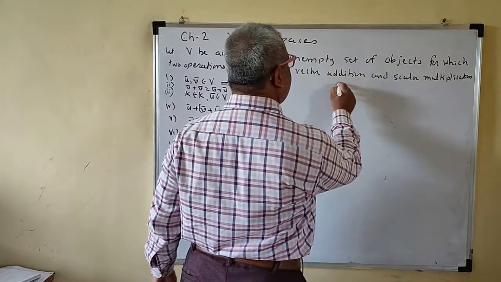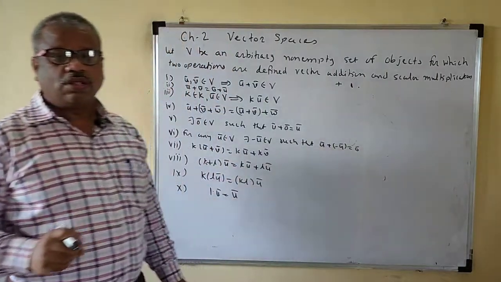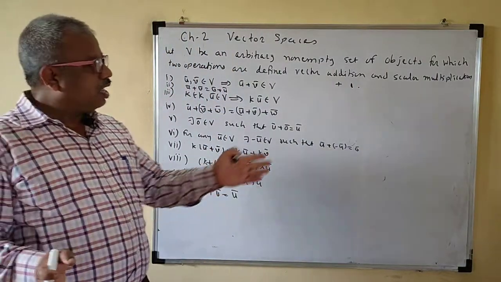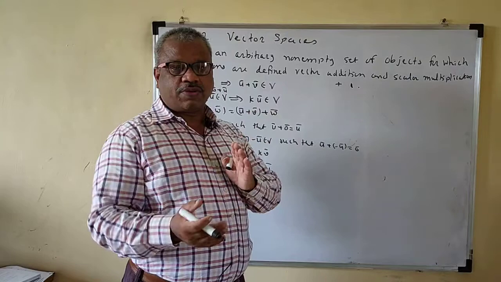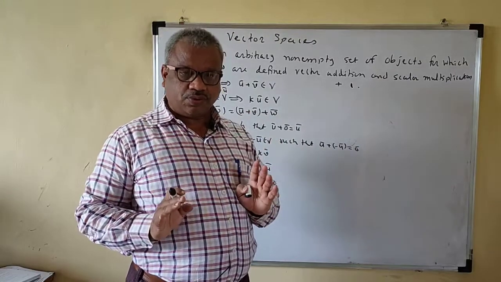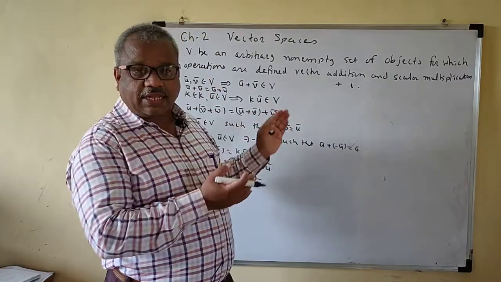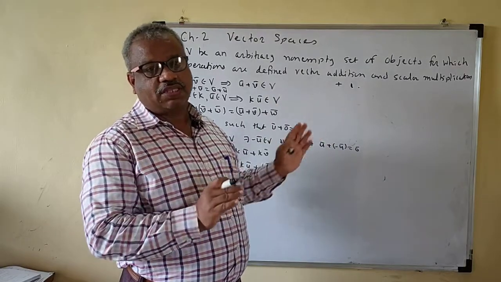That is plus and dot. This is plus and dot. That means how to take the addition of two vectors and how to multiply a scalar to a vector. So these two operations are provided to you. So under those operations, when we say that V is a vector space.